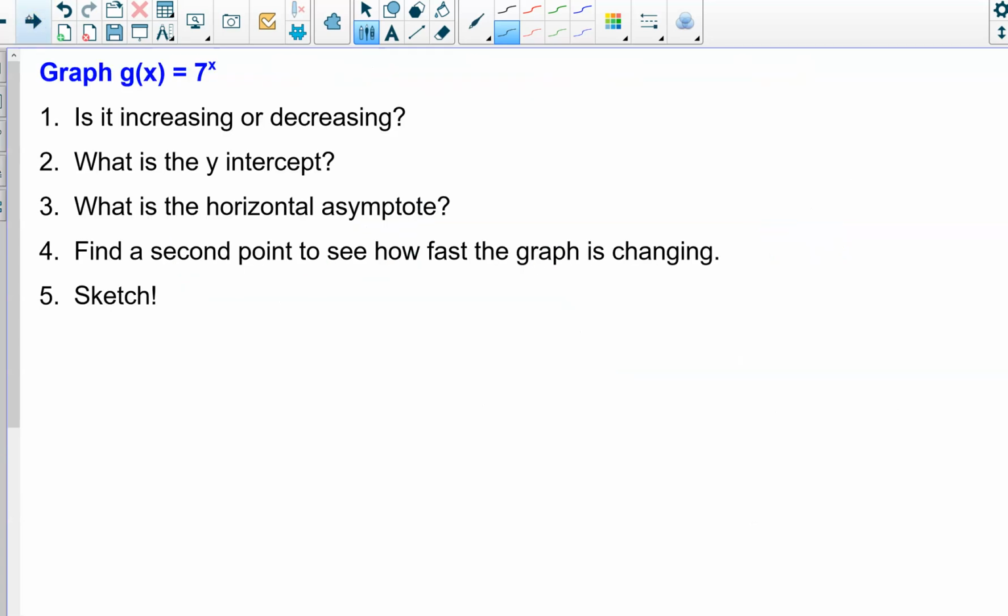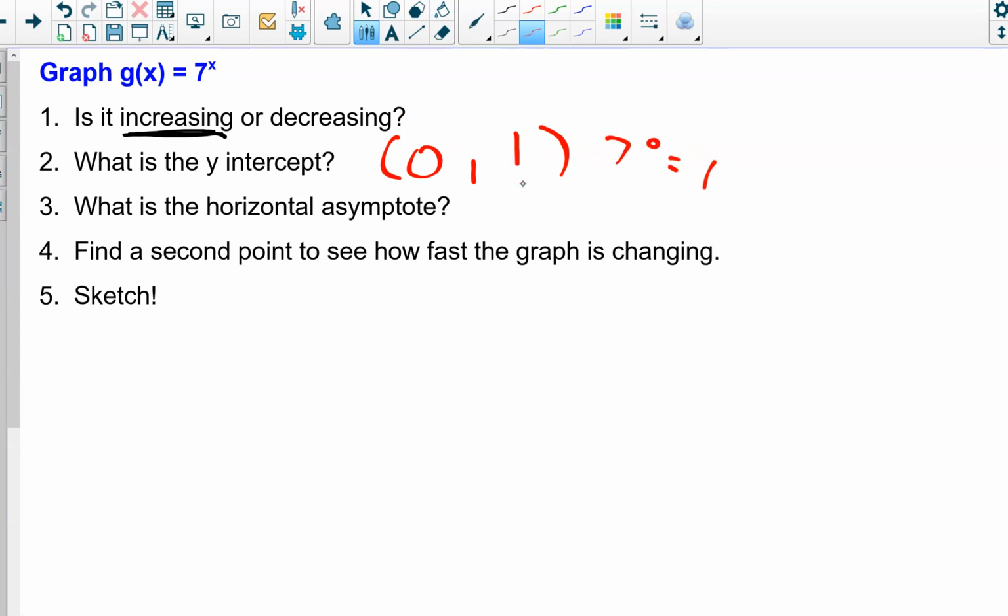So let's take a look at what is really our first formal problem here. Notice we didn't use our graphing calculator at all, and we won't be using it for this section. Is this graph increasing or decreasing? I noticed that the B is a whole number and the x is positive, so I'm going to say that it is increasing. The next step is, what is the y-intercept? The y-intercept is a point where the x is 0, and if I put a 0 in there, I'd have 7 to the 0, which is 1.